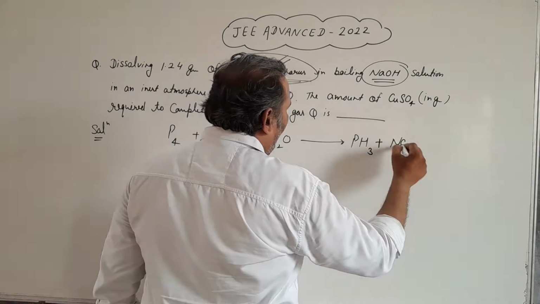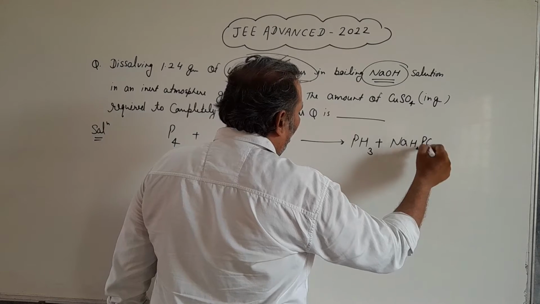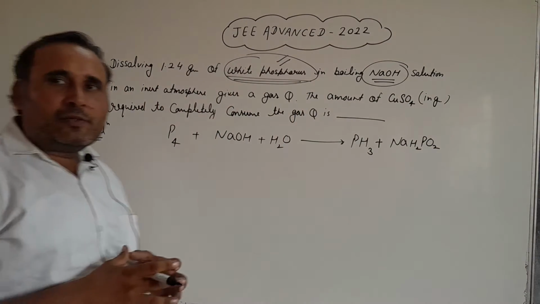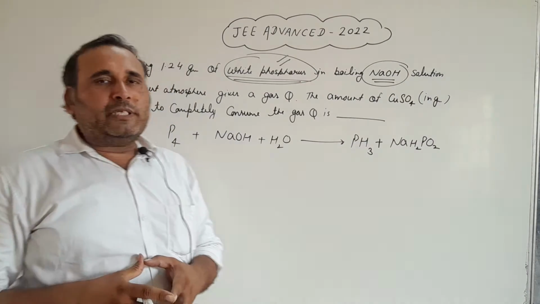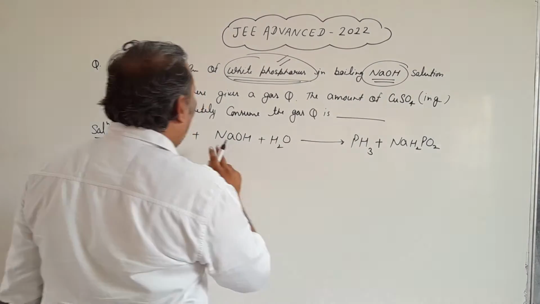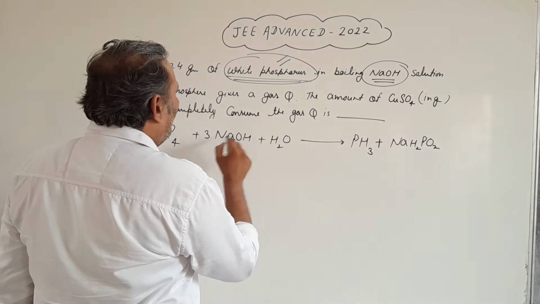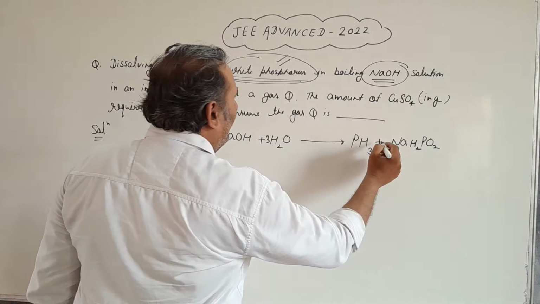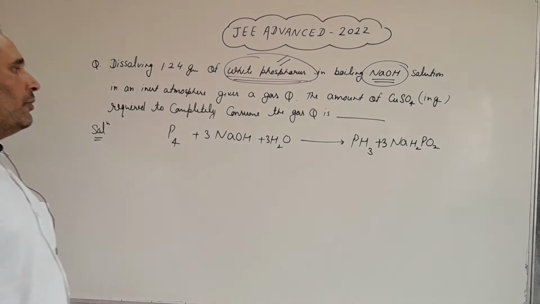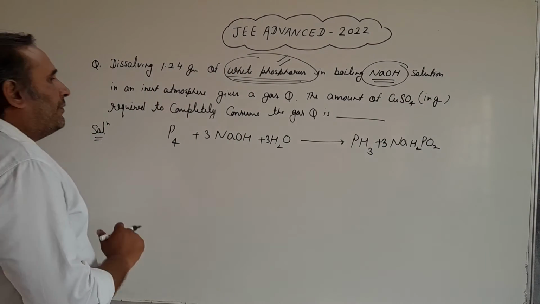plus NaH2PO2. Now we first have to balance this equation because we are solving this question through the mole concept. When we balance this reaction, we get 3 NaOH and 3 H2O giving 3 NaH2PO2. So that is the balanced equation.